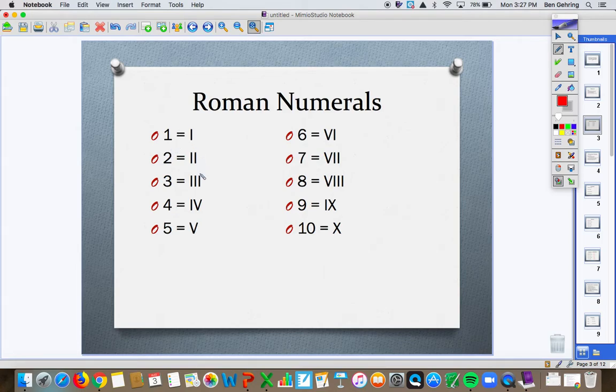1 is I, 2 is II, 3 is III, 4 is IV. If you write the smaller Roman numeral in front of the bigger one, you subtract. So I is 1, V is 5. So 1 less than 5 is 4. Then we get 5, we get VI. So again, if bigger than smaller, you add. So VI, VII, VIII. And then 1 less than 10, so I and then X. And then 10 is just X. Those are the Roman numerals you will need for this course in particular, but it's always nice to know anyways.